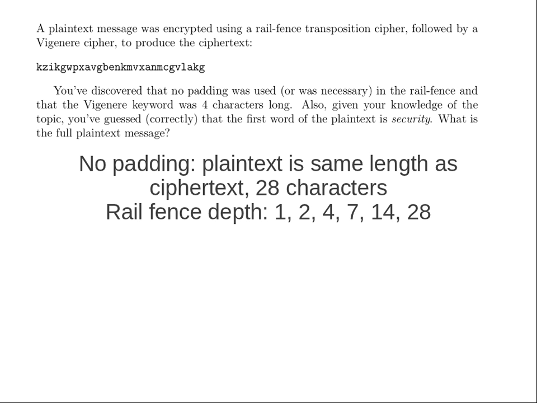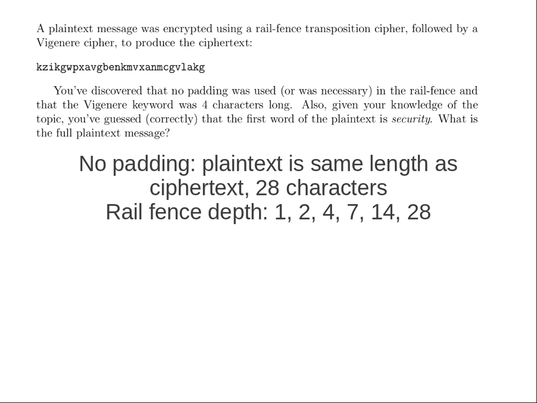First, recognise from the question that no padding is used. Where does it say that? You discovered that no padding was used in the rail fence, or was necessary. What does that mean? There are 28 characters in the ciphertext. That means the plain text must be 28 characters.